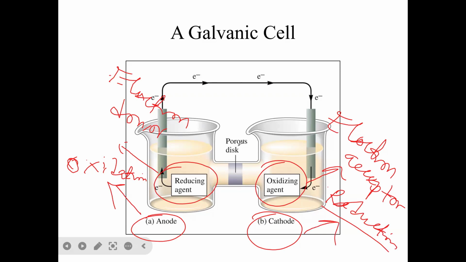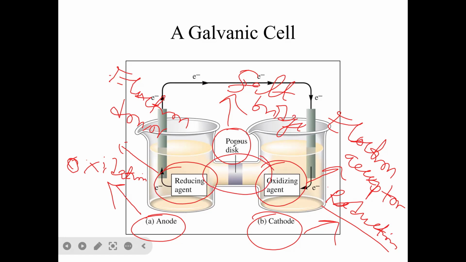So this is just a brief description of a galvanic cell, and there is a porous disc, another way we call it a salt bridge. What is the importance of the salt bridge? It helps to connect the two half cells, that is the cathode half cell and the anode half cell, as we can see from here. So this is a galvanic cell. This is how it looks, and it converts chemical energy into electrical energy.